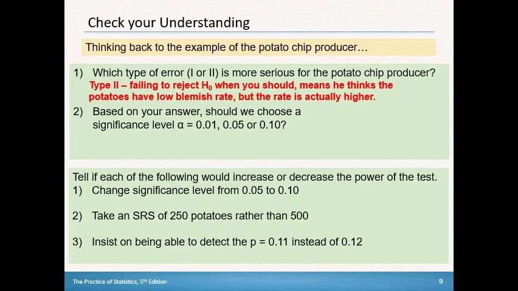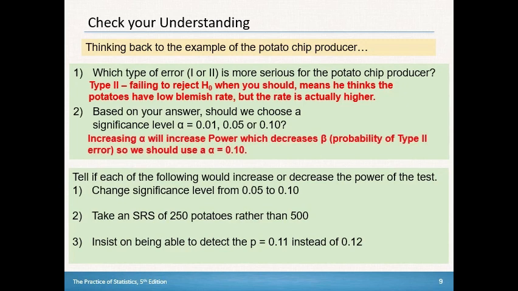All right, number 2. Based on your answer, should we choose a significance level of alpha level of 0.01, 0.05, or 0.1? 10%. All right, so remember that increasing alpha increases the power of the test, and that's what we want to increase. We want to decrease beta, or the probability of a type 2 error, but we want to increase power, which means that we should increase our alpha. So for the potato chip producer, an alpha level of 10% would be better.